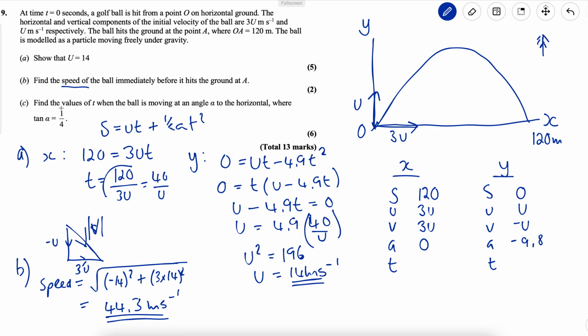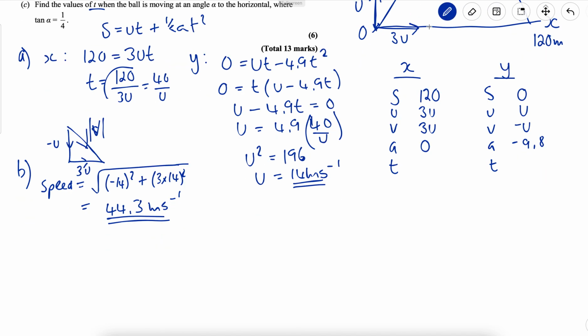For part C, find the value of t when the ball is moving at an angle alpha to the horizontal, where tan alpha is equal to a quarter. So you can see that the angle between the particle and the horizontal is changing, or the velocity of the particle is changing as it goes through its journey. So I'm going to just make a little vector triangle for that.